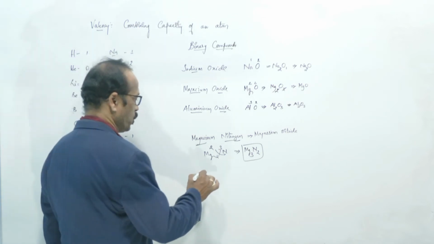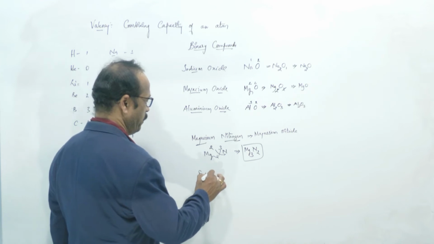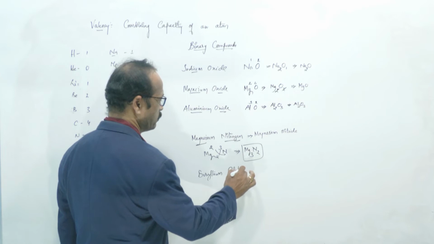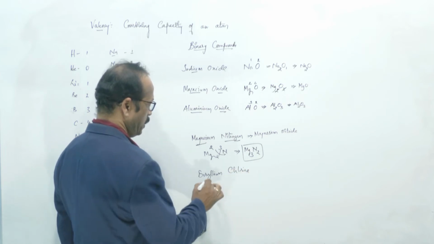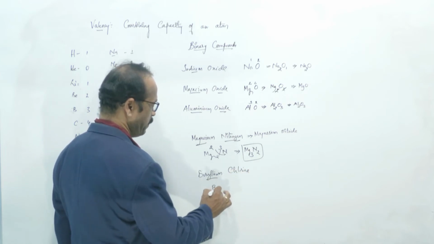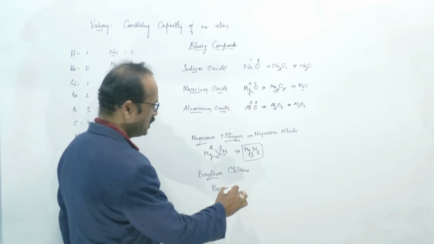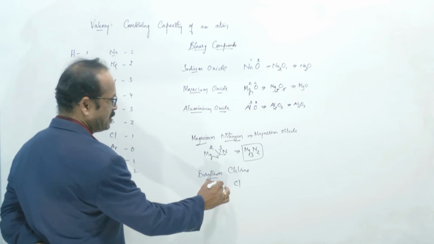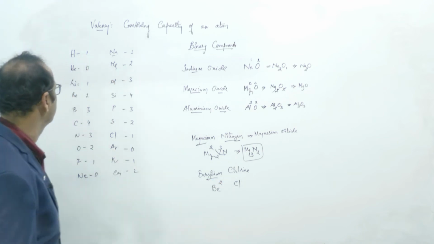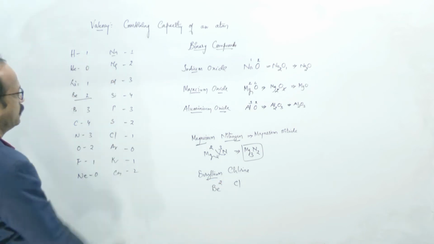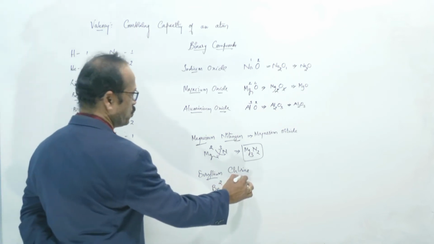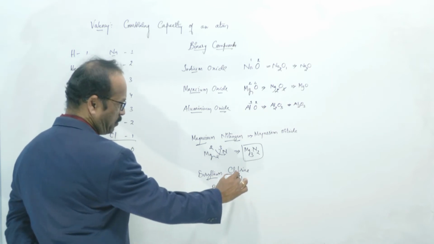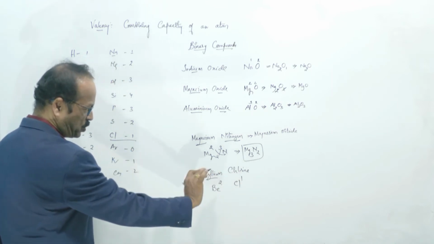Beryllium and chlorine. Right? Beryllium symbol is Be. Chlorine symbol is Cl. Beryllium valency is 2, see on the board here. Chlorine valency is 1, see on the board here. Now write the beryllium valency to the chlorine, and the chlorine valency to the beryllium.